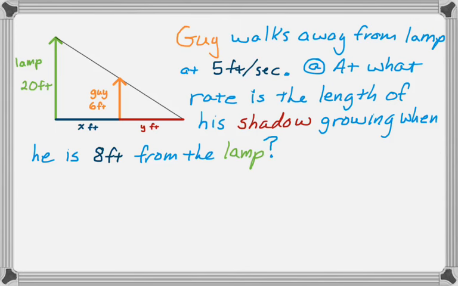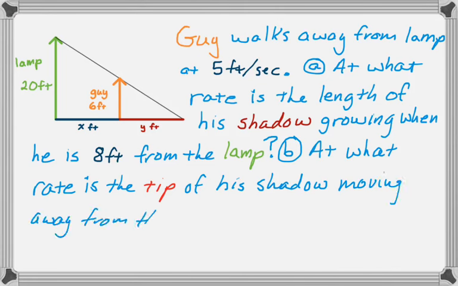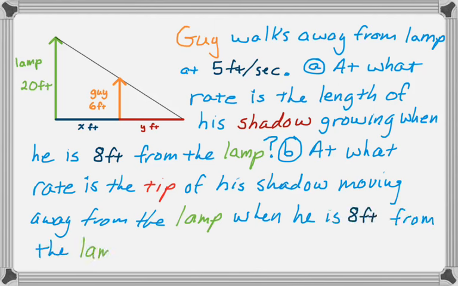And then the second question is, at what rate is the tip of his shadow moving? Sometimes it says moving across the ground, moving away from the lamp. There's a bunch of options there. But that's actually a different question. I think the conceptual problem is some people think that's the same exact question, but it's really not. So let's tackle the first question.